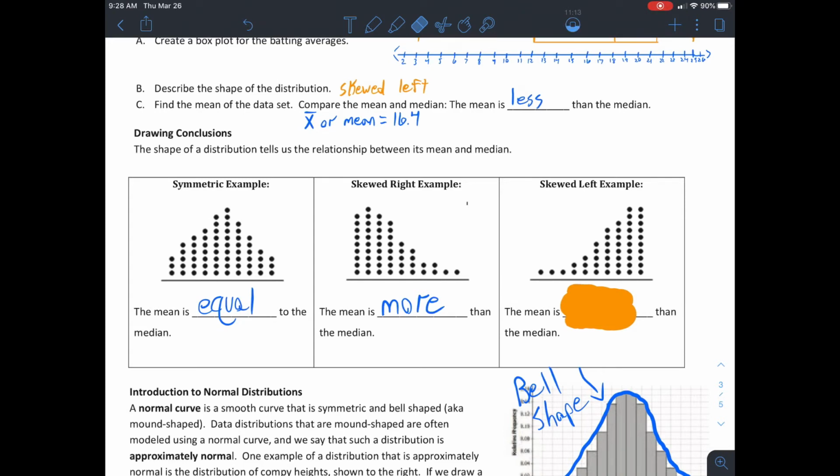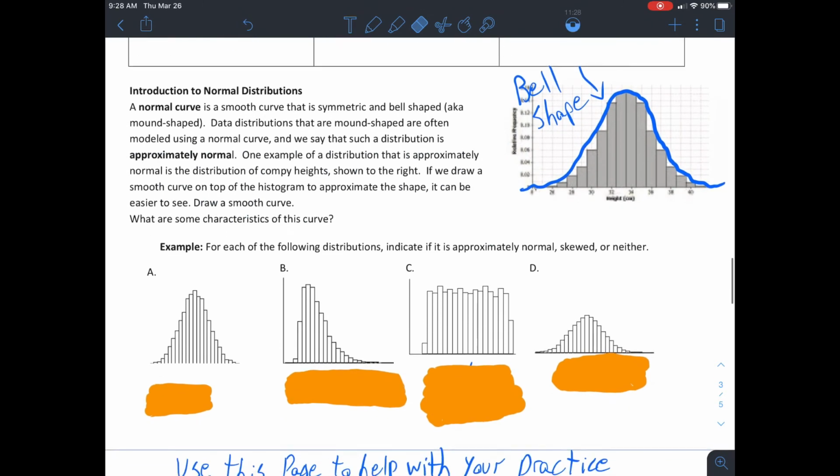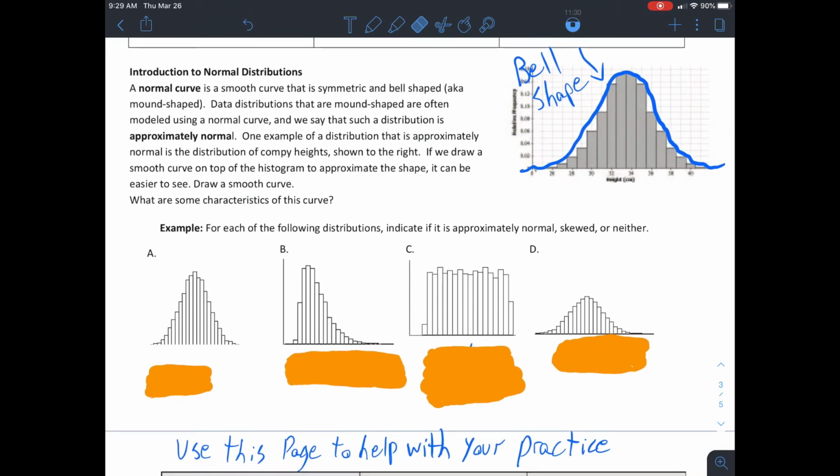And in a skewed left example, the mean is often less than the median. Because the mean and the median do not align, that's why we often use mean when talking about skewed examples. Next, I wanted to introduce something a little bit more in depth that we've already talked about. So here's an introduction to normal distributions.